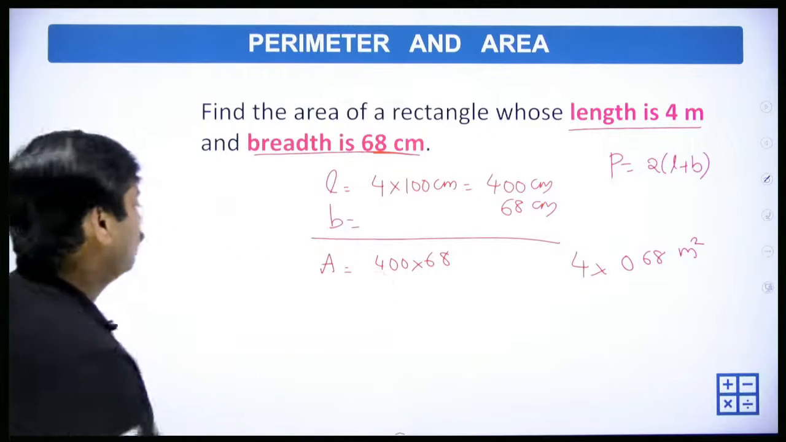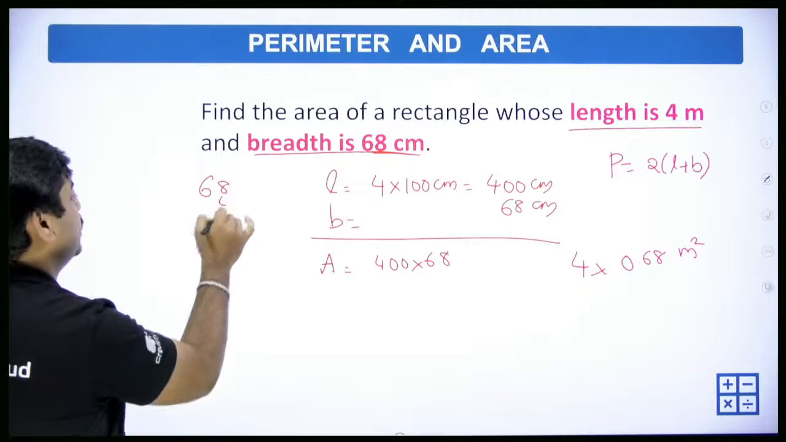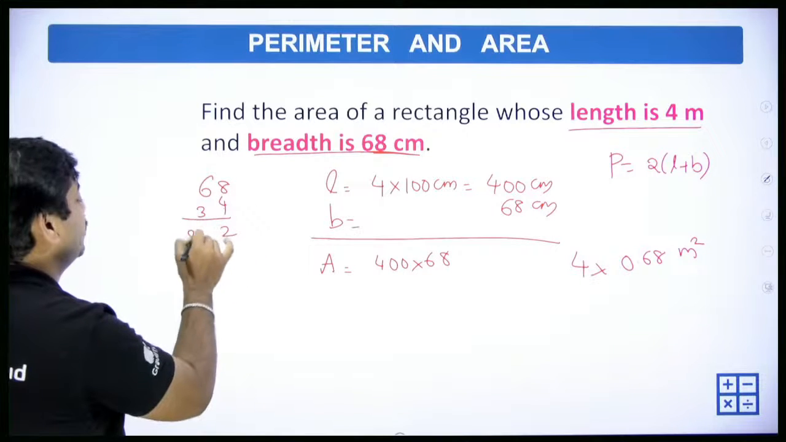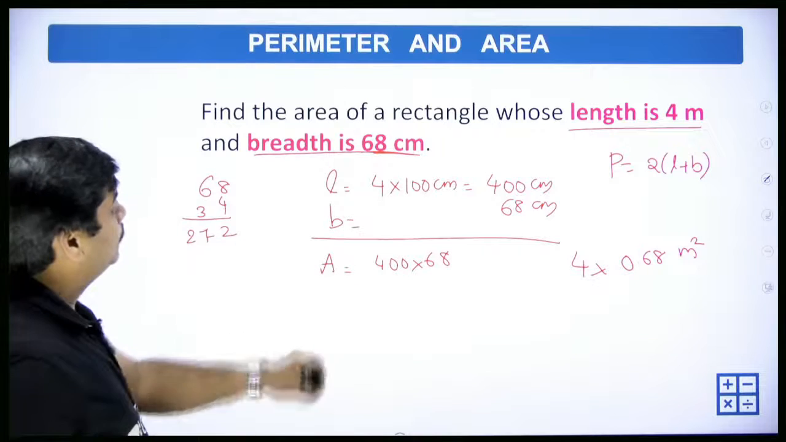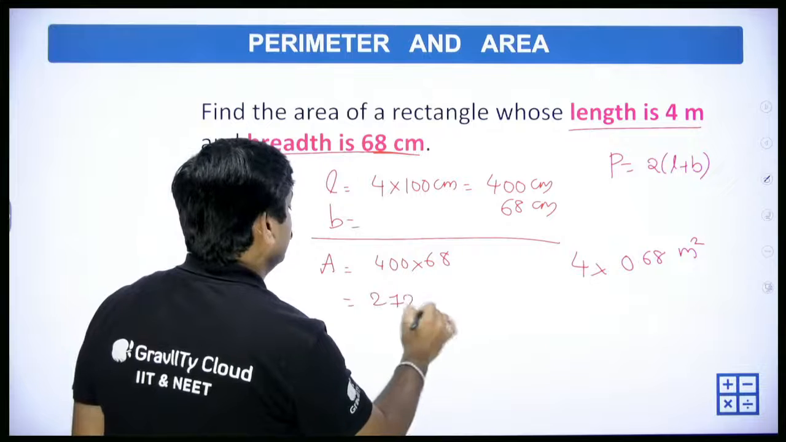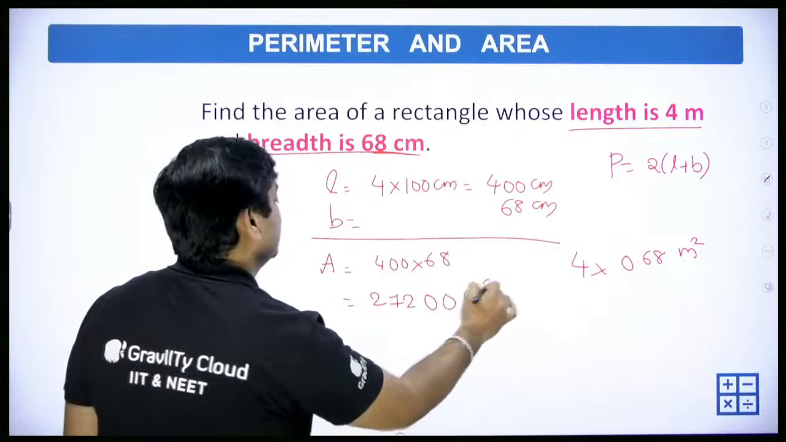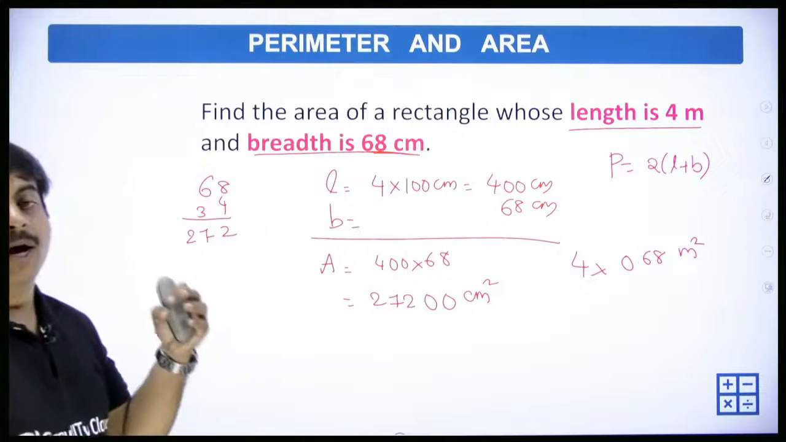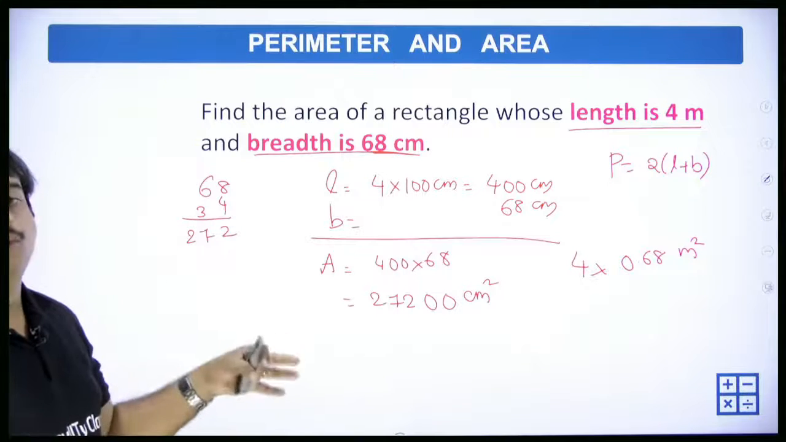Okay, so 68 fours, let me check that. 8 fours are 32, 6 fours are 24, 24 plus 3 is 27, so 272. So 68 into 4 is 272, and we have 2 zeros. So that becomes 27200 centimeter square.